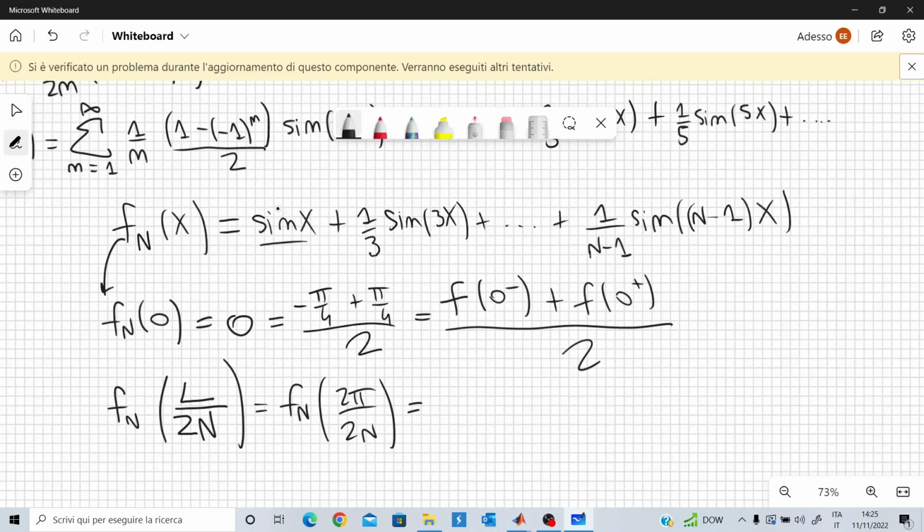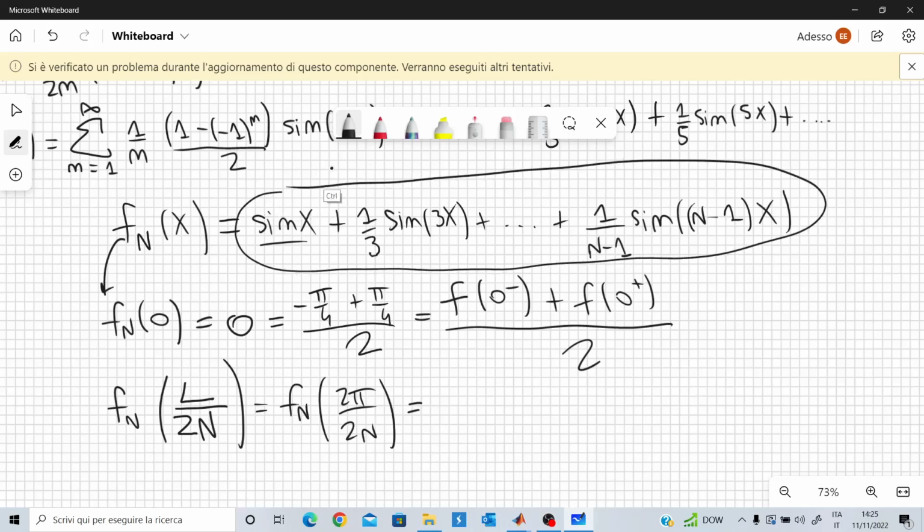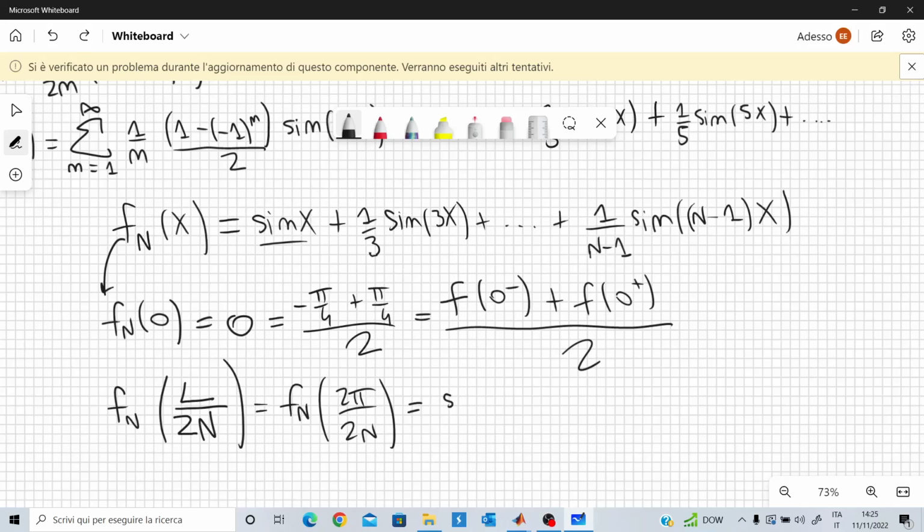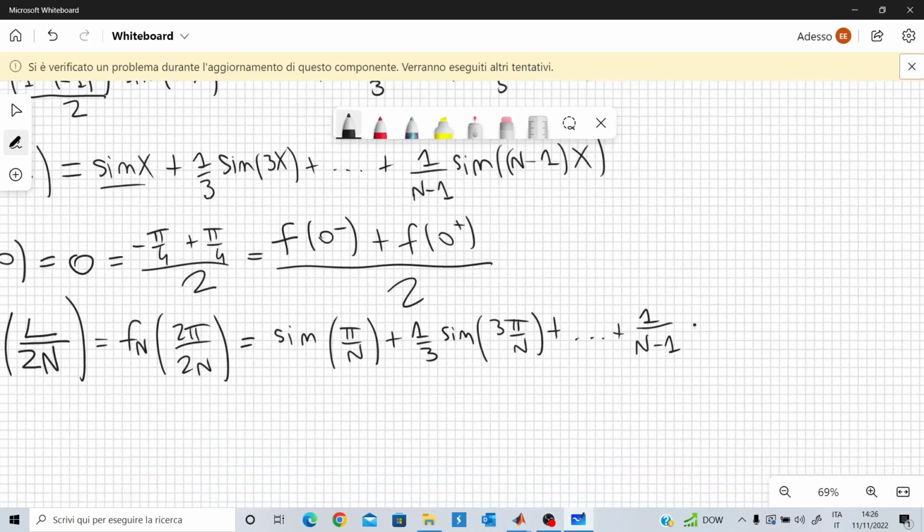And by considering the definition of f sub n, this will be equal to sine of pi over n plus 1 over 3 sine of 3 pi over n, because of course 2 pi over 2n is equal to pi over n, plus dot dot dot plus 1 over n minus 1, and then we get n minus 1 times pi over n, like this.